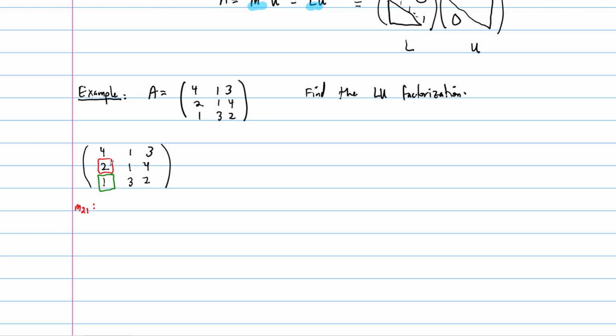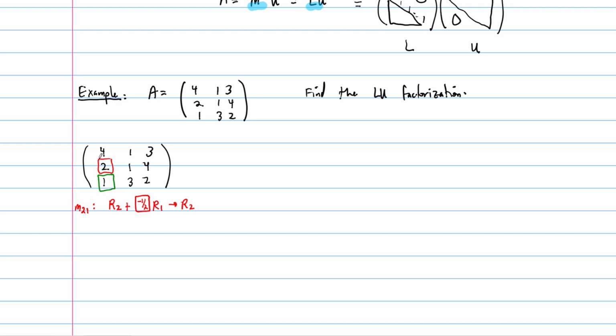We want to zero this out, right? So we want to take row 2. There's the 2. We want to add to it something times row 1, there's the 1, and then replace row 2. Well, it's going to have to be a negative 1/2 to be able to zero this out. So we're going to add a negative 1/2 to this to zero this out.